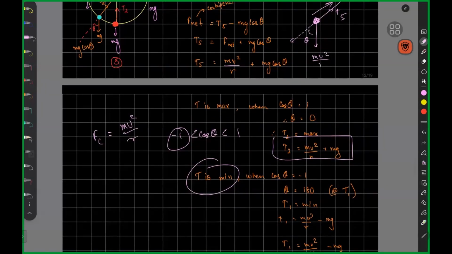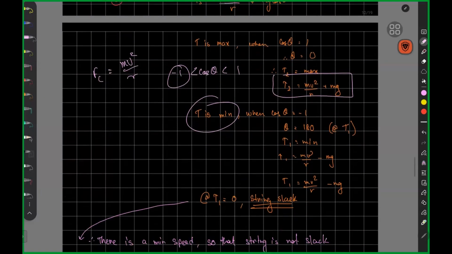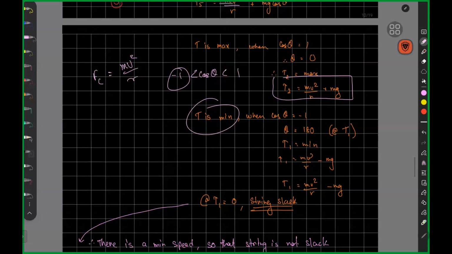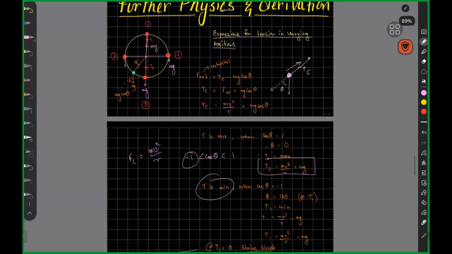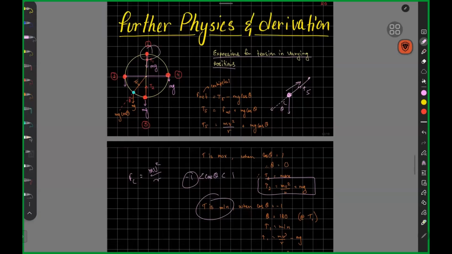mv square by r minus mg, because cos theta is -1. So there you go, whenever you have a situation where you're coming back to this position, your tension is going to be the exact minimum.